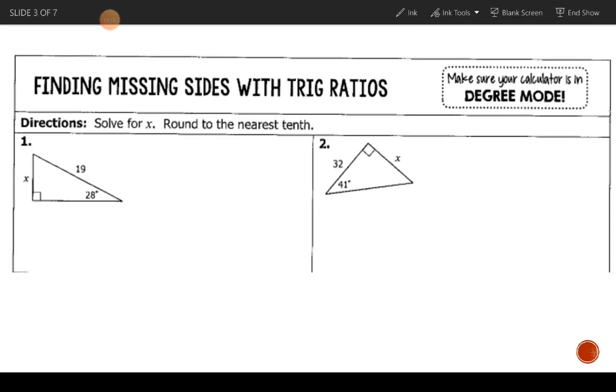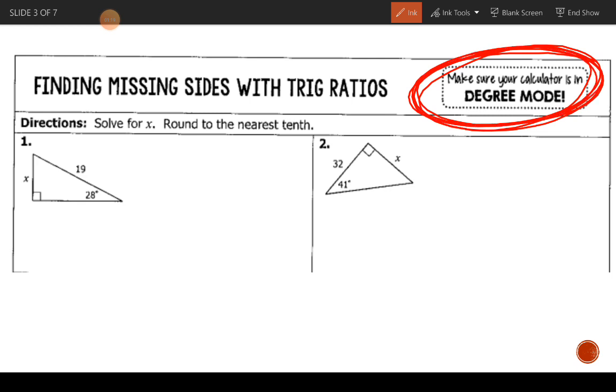Now, what's super important when you're working with these is that you make sure your calculator is in degree mode, whatever calculator you're working with. Desmos Scientific Calculator is great. Just make sure it's in degree mode, because we want degrees. The other form of measurement is radians, and that's something you'll get into in Math 3, so not anything we want to worry about right now. We also want to round to the nearest tenth. Remember, that's 1 decimal.